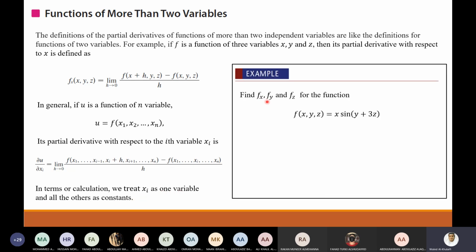So for example, if I want to find the partial derivative with respect to x, then with respect to y, and then with respect to z, for this function, what do we do? What is the partial f by partial x? Well, I see x here. This is x, the variable. Sine y plus 3z is all constant. So what is the derivative of x times sine y plus 3z with respect to x? Anyone? What is the derivative with respect to x of this function? I don't need to write it on paper, I think it's clear. 1. Any other answer?